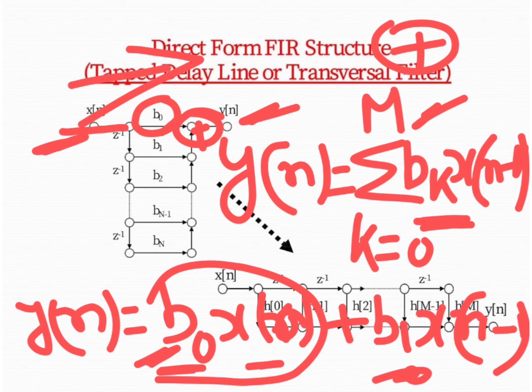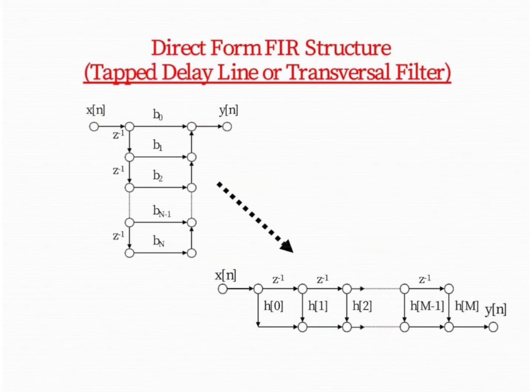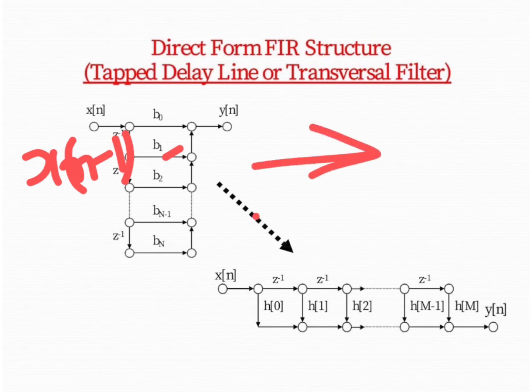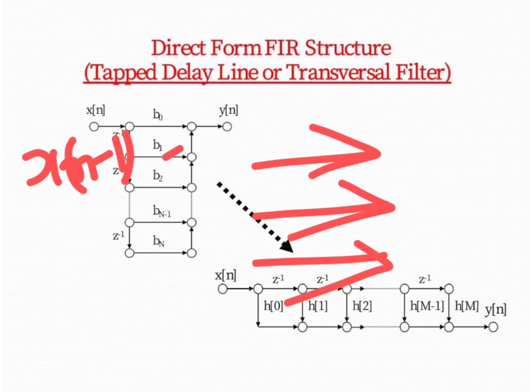The next term is b1 times x of n minus 1. x of n minus 1 is implemented with the help of a delay function. After crossing this delay, we get x of n minus 1, and the coefficient in that case is b1, and so on depending upon the length. Because the FIR system consists of only zeros terms, the path followed by the coefficients is like this only, the feed forward path.